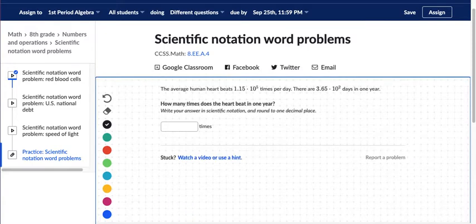Okay, the average human heart beats 1.15 times 10 to the 5th times per day. That's a lot of heartbeats. There are 3.65 times 10 squared days in 1 year. That's 365, if you wanted to convert that. And actually, there's 3.6525 days in a year. Anyway, 1.15 times 10 to the 5th and 3.65 times 10 squared, and we need to multiply those because we want to know how many times it beats in a year. So this is per day, and there's days per year, so times per year, we multiply those together.